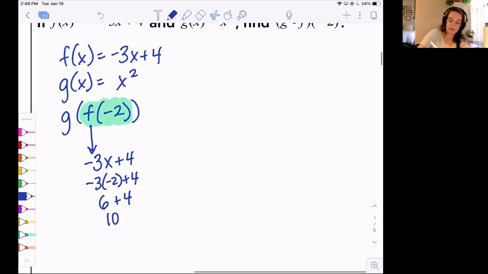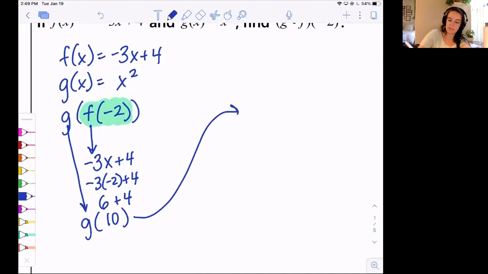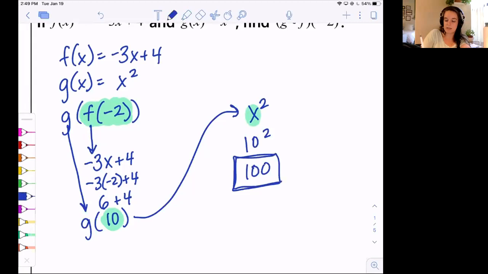And then we're going to bring down our g, so it's g of 10. Remember, the g function is x squared. So we're going to take that 10, plug it in here. We have 10 squared. 10 squared is 10 times 10. We get 100. That's our answer here.